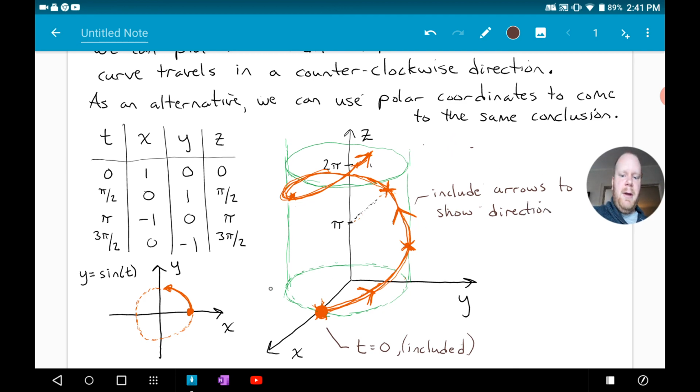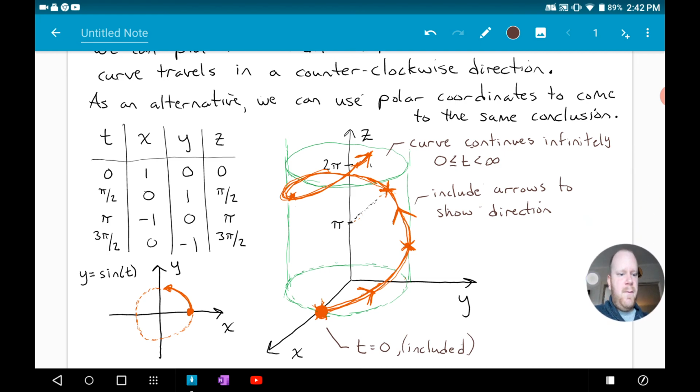And since our range starts at t equals 0 and goes to infinity, I think this arrow indicates that, but I just want you to recognize that this curve continues. The curve is going to continue infinitely because t is going to infinity. That's it for sketching the curve.